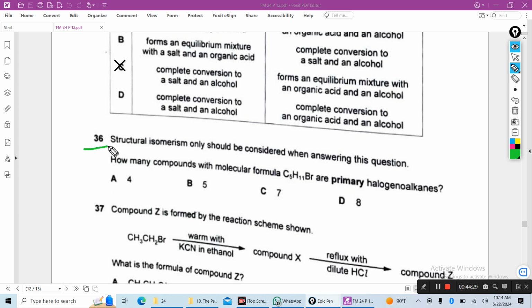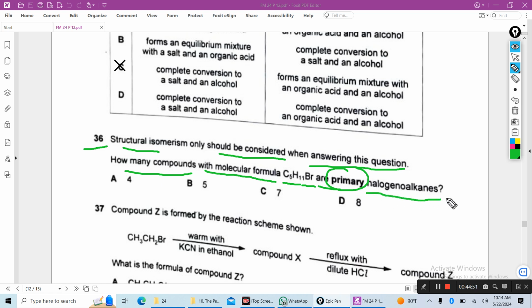Next, number 36, structural isomerism only should be considered when answering this question. Structural isomerism: molecular formula same but their structure will be different. How many compounds with molecular formula C5H11Br are primary? Primary halogenoalkane, and you know primary halogenoalkane means the halogen-containing carbon is attached to only one carbon.